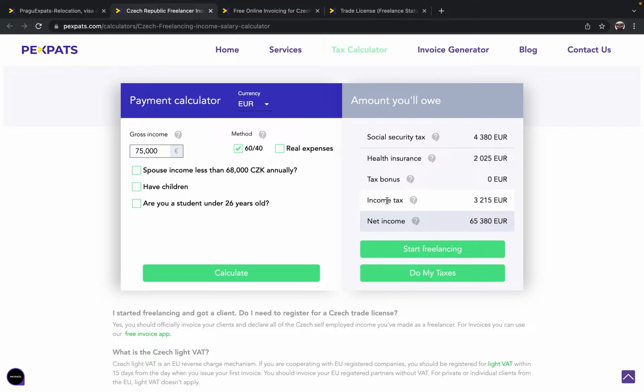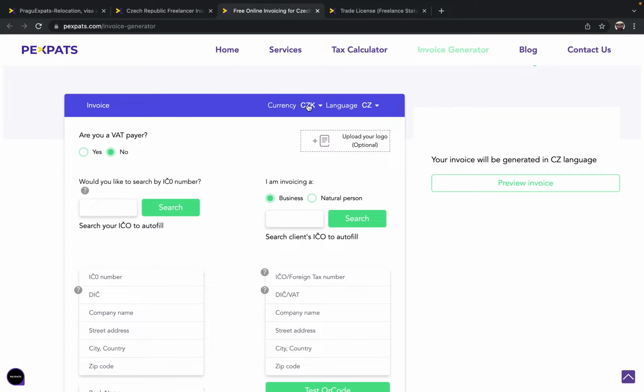Often, the first question people have is, what if I have a client who wants to pay me in euros or US dollars? Can I invoice them in a foreign currency? The answer to this is yes. Let's take a look at our invoice generator for Czech freelancers. Notice, in the top corner, we have a place for changing the currency, and we can set this to CZK, EUR, USD, or GBP.